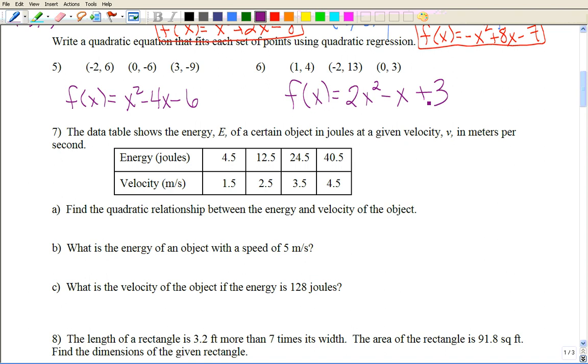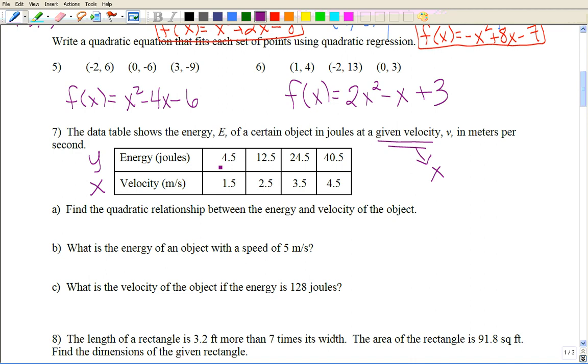Number 7, the data table shows the energy E of a certain object in joules at a given velocity v in meters per second. Find the quadratic relationship between energy and velocity of the object. So we are given E and v. It says the table shows the energy at a given velocity v. The given velocity tells us that the velocity is the independent variable, in other words, the x. So if velocity is x, then energy is y. Now we will fill in the same information in the table in the calculator to figure out what the equation is.